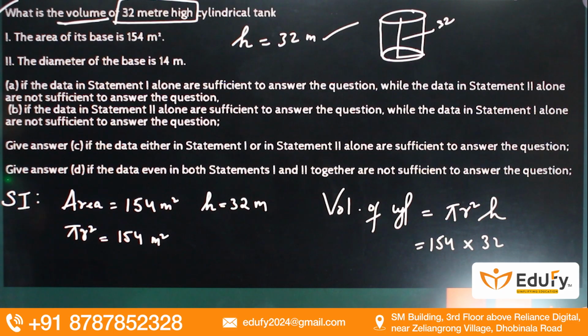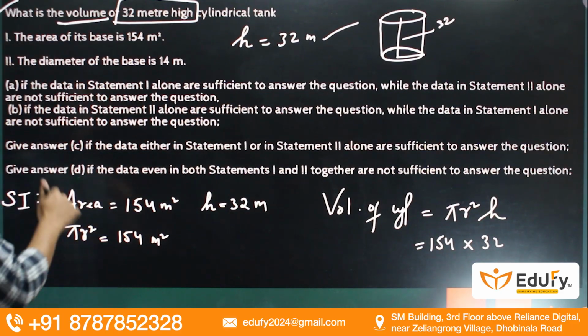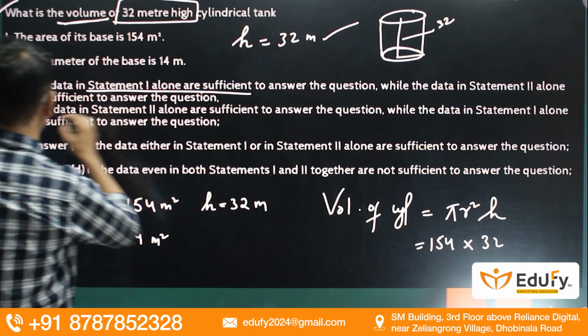Now, I also have to check statement 2 as well, because we have an option here where they say statement 1 alone is sufficient, while statement 2 alone is not. So statement 1 alone is sufficient is here. This is one option, okay?